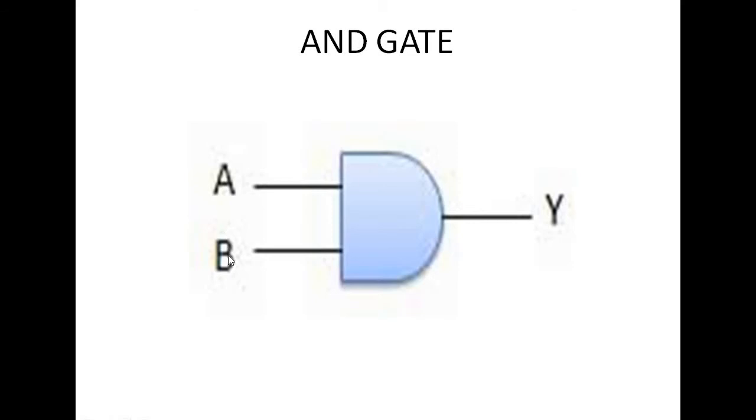If both A and B are high, then the output Y is high. That means if A is 1, B is 1, then only the output is 1. That means if both the inputs are 1, then the output is 1. Otherwise, the output is 0. So this is the circuit diagram of your AND gate. These A and B are the two inputs and Y is the output. This is the symbol of your AND gate.